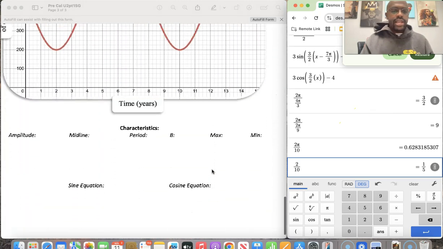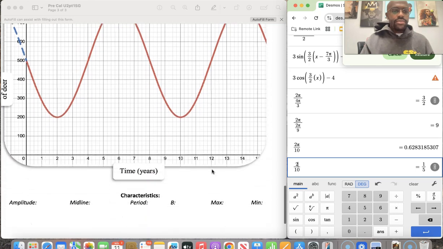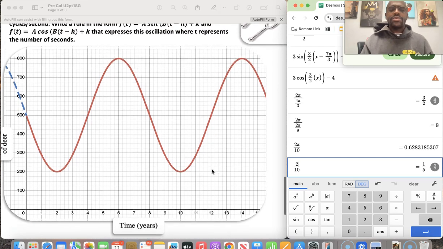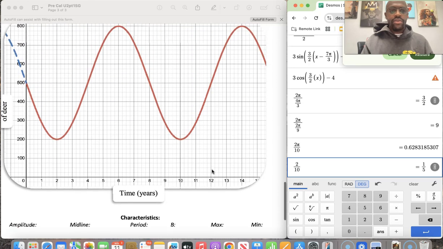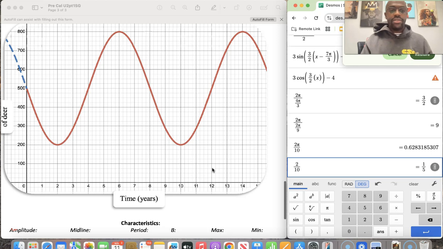So now we're going to look at our last one. We have a word problem here. But regardless, the biggest thing is we have a graph, and let's come up with the equations and the characteristics. I'm going to hold it right here, so we can see everything we need.